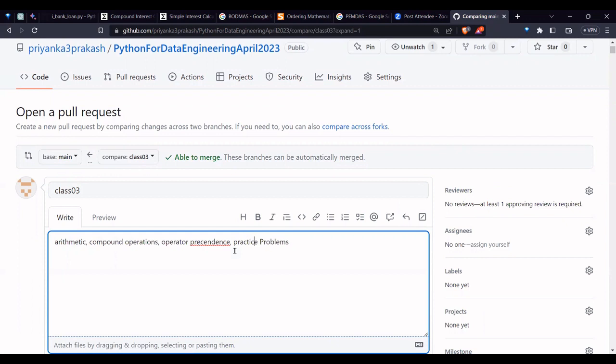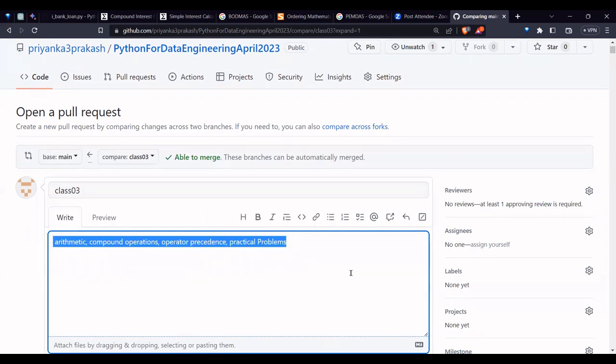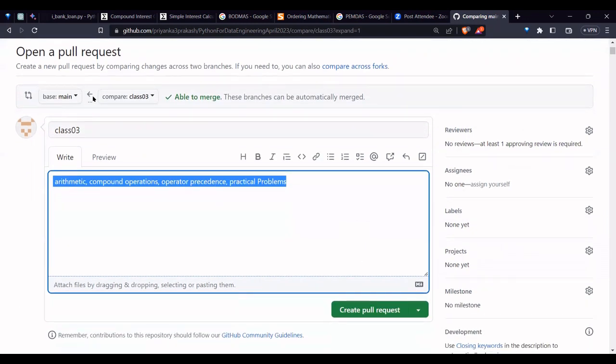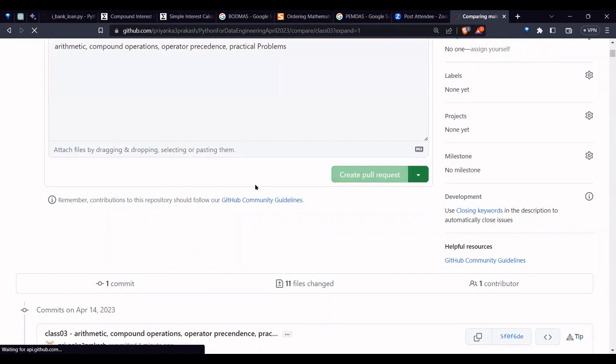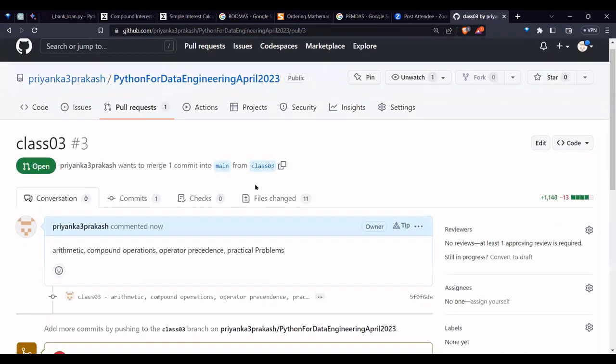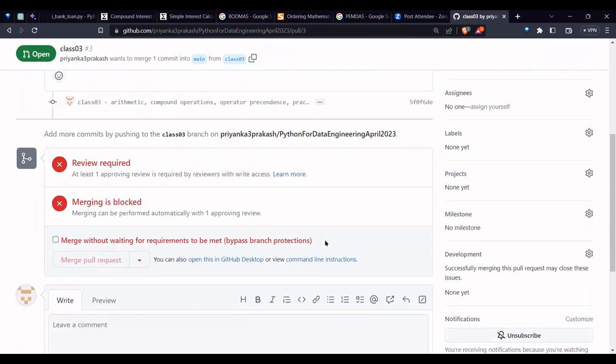Practical problems, right? Practical problems, so something like operator precedence. I can copy this content. See the direction: from the class 3 branch, you are going to the main branch. Yes. If I create a pull request, it will create the pull request. What does pull request mean? If there are multiple branches, from one branch to another branch, you are telling that, hey, take this code. So for taking this code, it is asking.